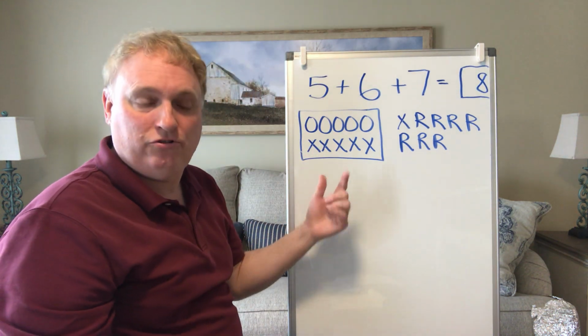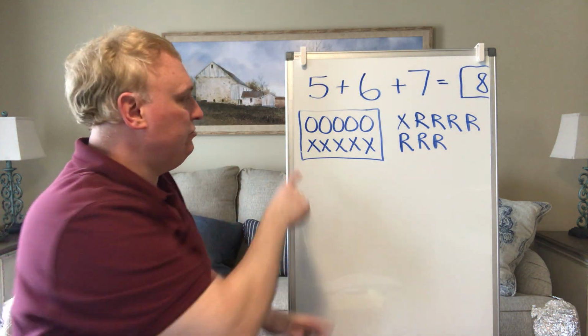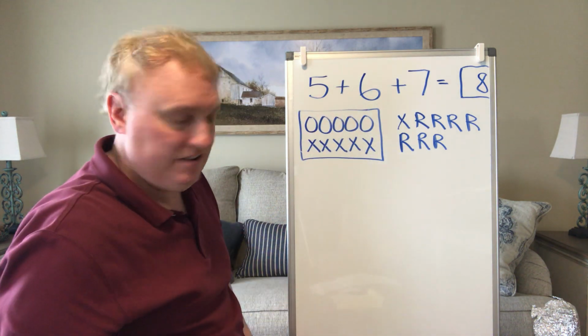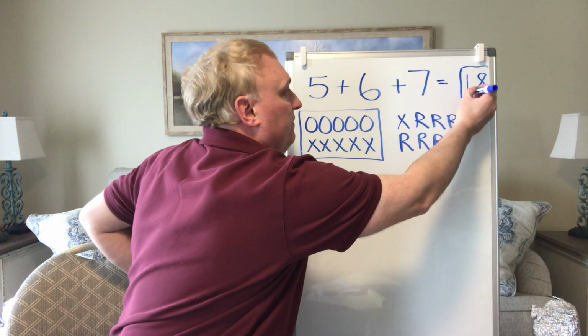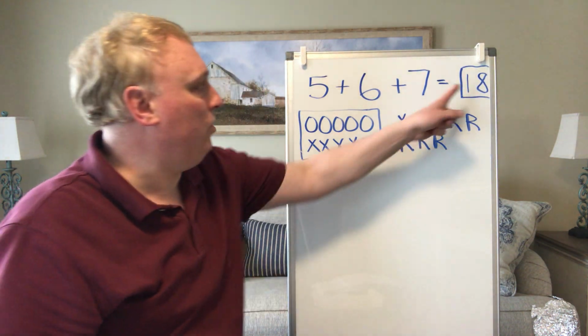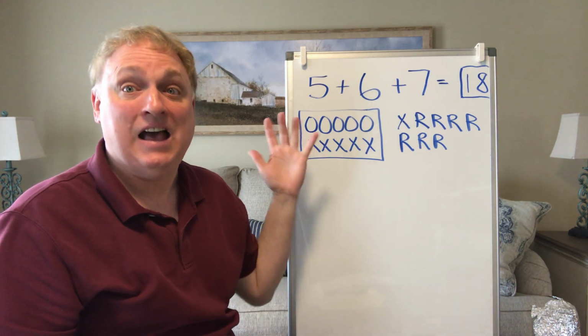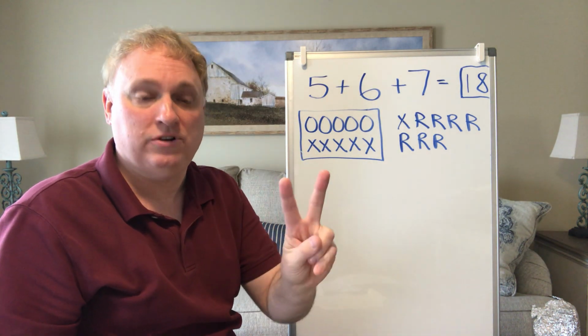How many bundles or groups of 10 do you see here? You see one group, right? One group of 10. Put that in the tens place. So I have one bundle of 10, 8 ones. My answer is 18. I got the same answer doing it 2 different ways.